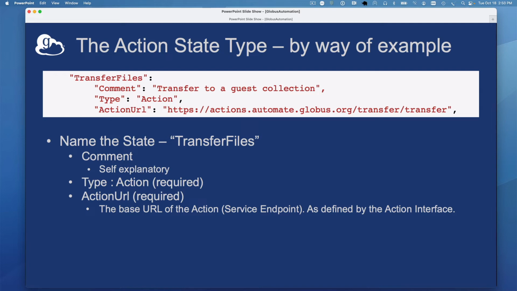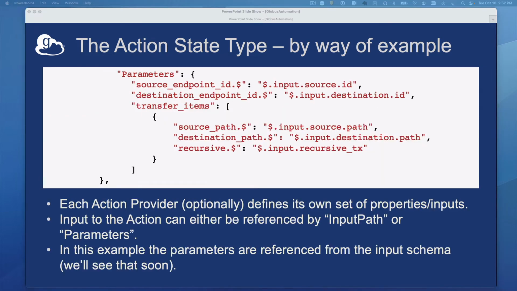Let's dig into the action state type, starting with our first action, which will implement the task of transferring files from one collection to another. The name we'll give our action reflects that. All actions must have the type defined as well as a reference to the service endpoint of the action provider. Each action state optionally defines its own set of properties or inputs. Input to the action can either be by the input path or parameters properties. In this example, parameters are referenced from the input schema, which we'll see soon, but they could also be constants or expressions, which we'll speak to when looking at the next action.